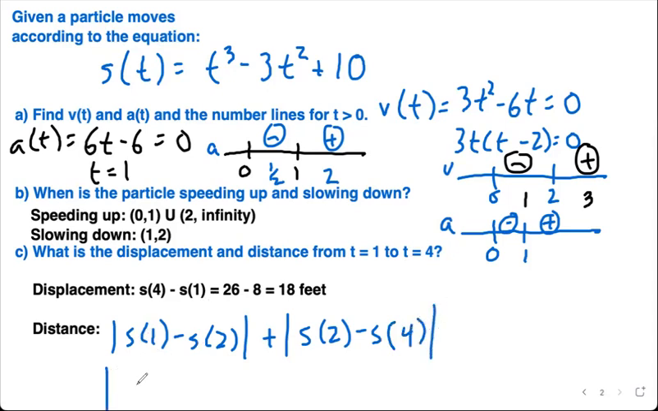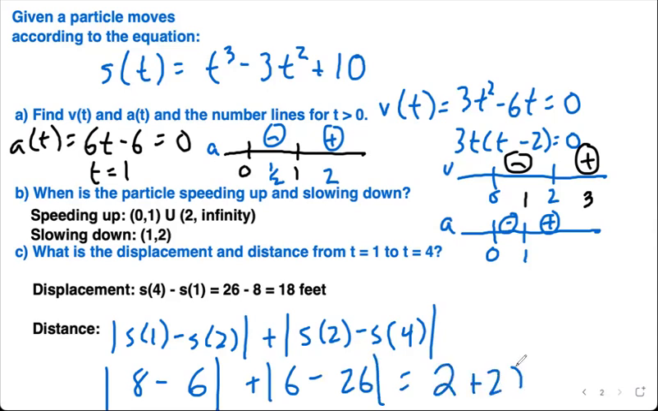So s of 1, we already found was equal to 8. Plug a 2 into the original equation here. So let's see, that'll be 8 minus 12 is negative 4. Negative 4 plus 10 is going to give you 6. We just found s of 2 was 6. We found s of 4 earlier is 26. So we end up getting 2 plus 20, which will be 22 feet. That's how you find displacement and distance.